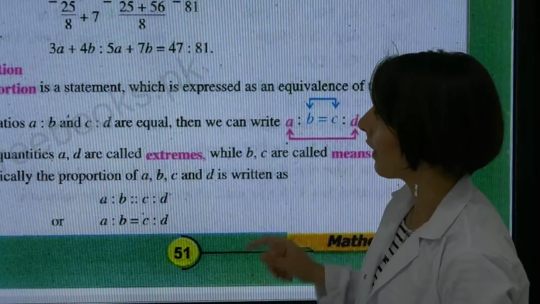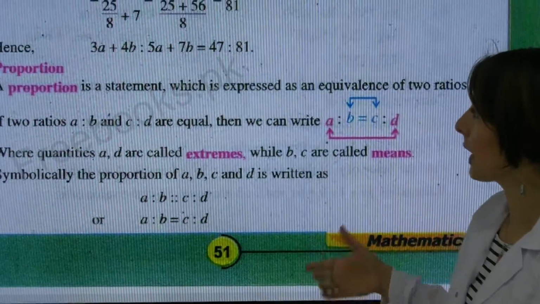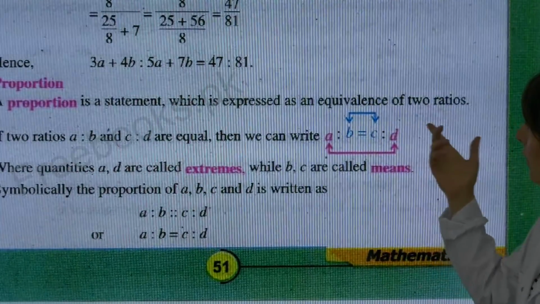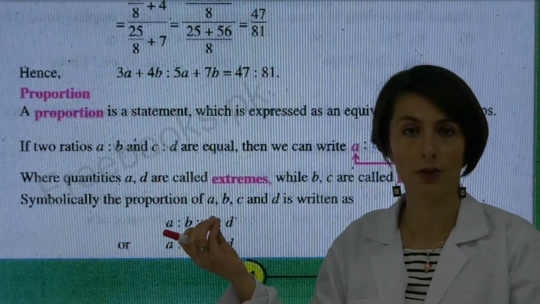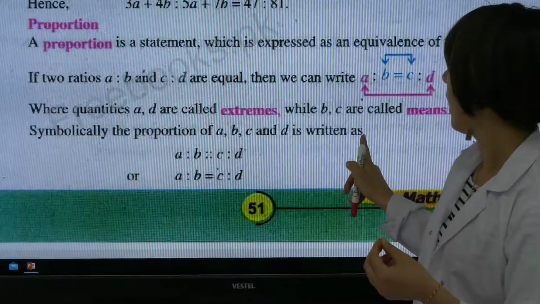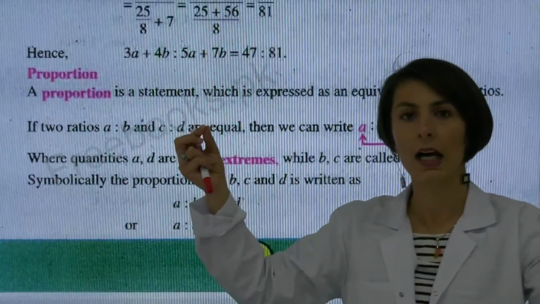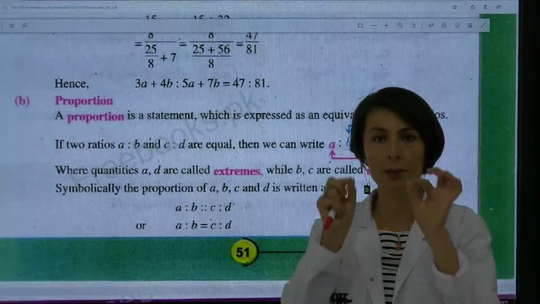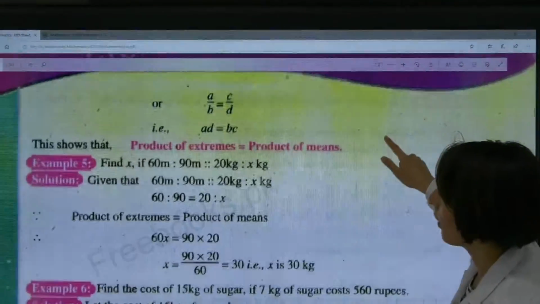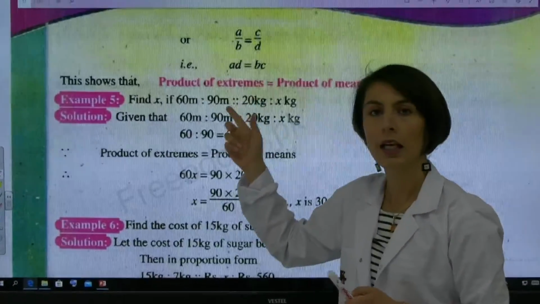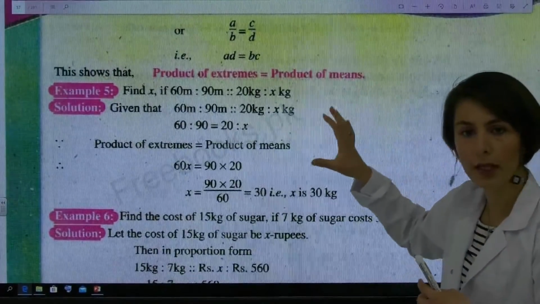And another concept that I want to share with you today is also proportion. A proportion is a statement which is expressed as an equivalence of two ratios. So what is the proportion? The proportion is the equivalence of the two ratios. So the numbers outside are called extremes, and the numbers in the middle are called means. And another thing that you should know is that the product of extremes equals the product of means. You should always keep this in mind.